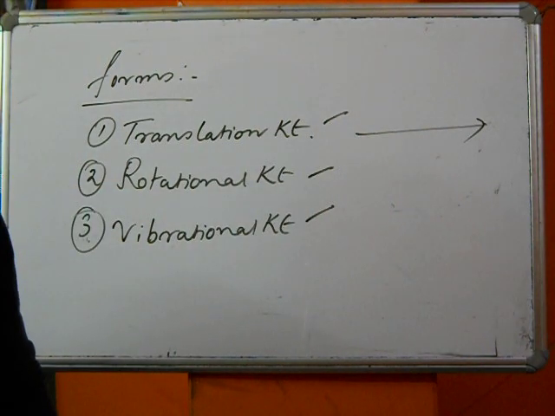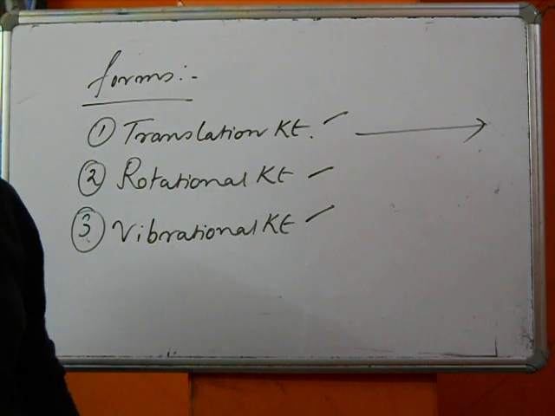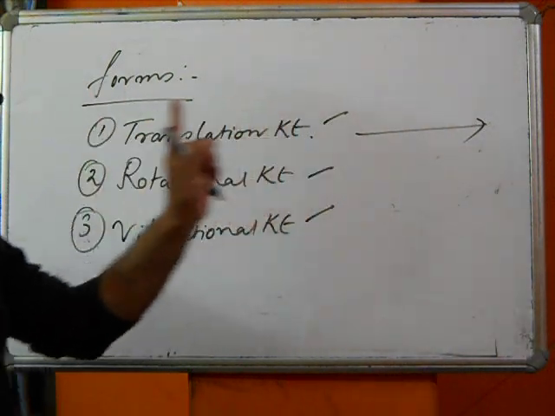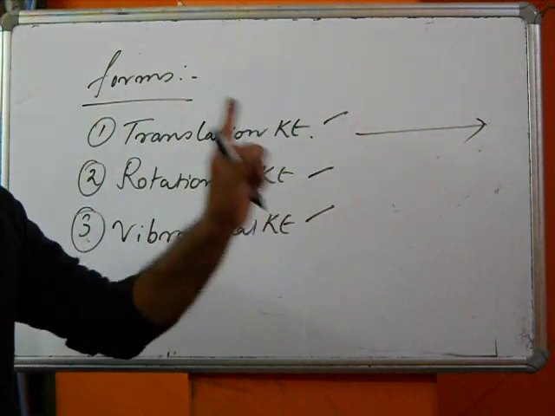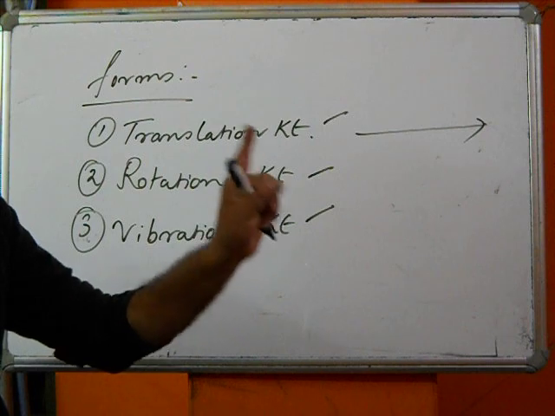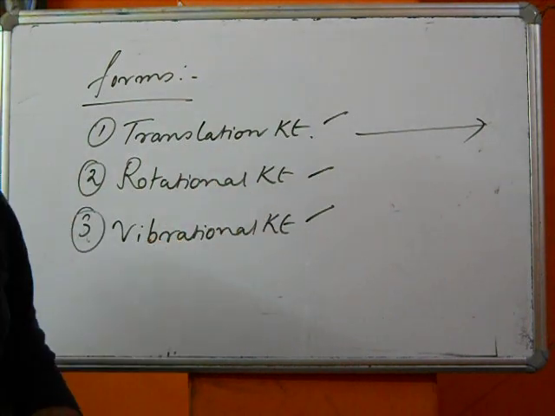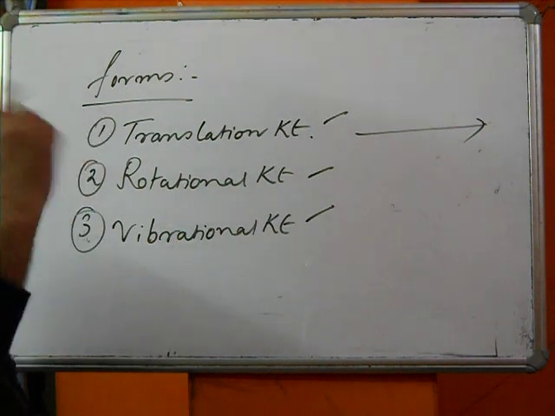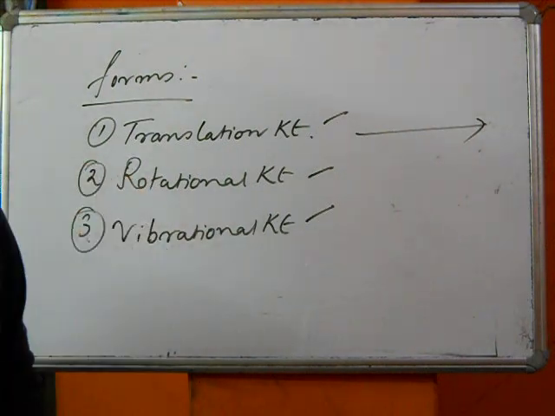Now what do we understand by rotational kinetic energy? When a body rotates about its axis, the motion is said to have rotational kinetic energy. Like spinning of a top, or the earth rotating on its axis, this is called rotational kinetic energy.